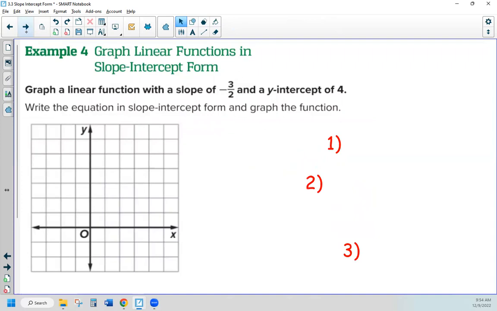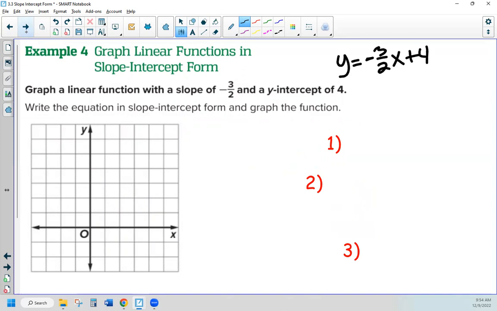All right. Example number 4. Now we're actually graphing it. They're not giving us the equation, even though we can write it. I'm going to write it. They're saying graph a linear function with a slope that is -3/2 and a y-intercept of 4. So the equation looks like this: y = -3/2 x + 4. They want me to graph the line that is created by that equation.